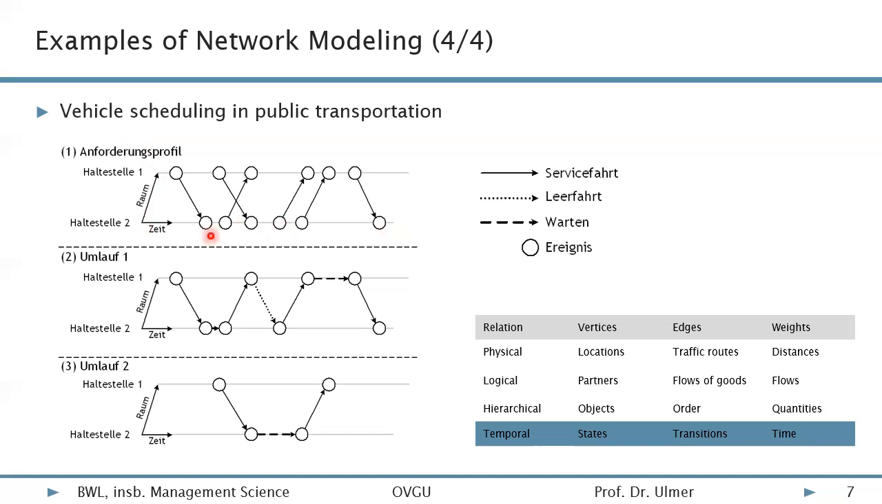And this demand profile tells us what public transport trips I need to satisfy for these two stops. In the beginning of the day, we need to satisfy demand going from 1 to 2. In the middle of the day, we need to satisfy demand in both directions. Maybe this stop 1 is a residential area, stop 2 is a working area. So in the morning, everyone wants to go to work.